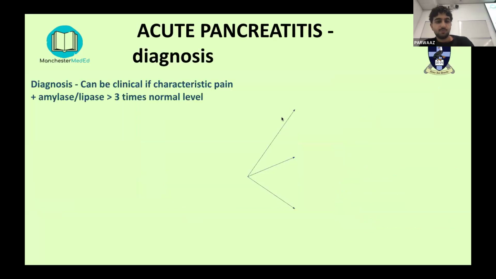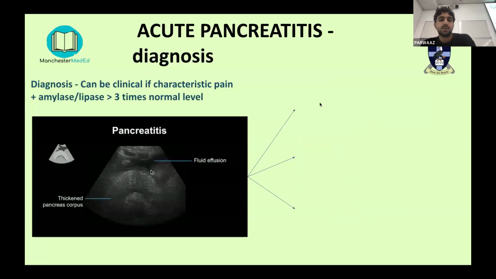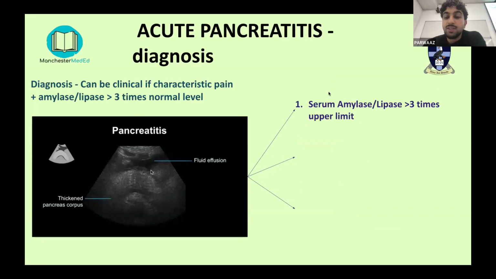So it's like appendicitis. You can make a clinical diagnosis if they have characteristic pain and you've done an amylase already, okay, as I've mentioned before. So the amylase needs to be 3 times the upper limit. Amylase is sensitive to pancreatitis, but it's not necessarily the most specific. Okay, so it can get raised in other things such as small bowel obstruction as well. So it needs to be 3 times the upper limit for it to be diagnostic of pancreatitis.